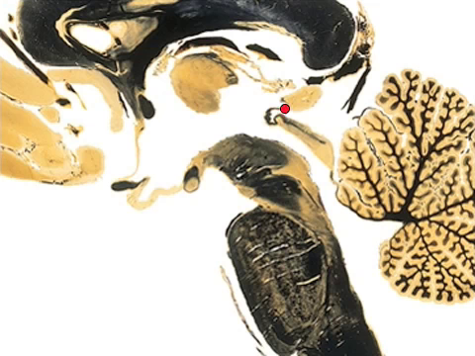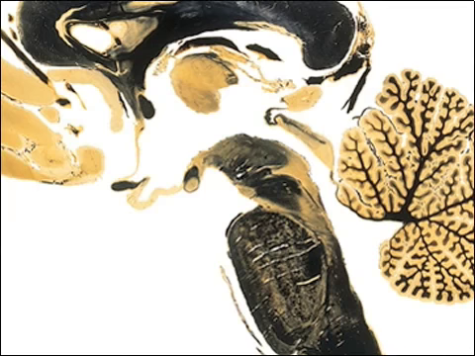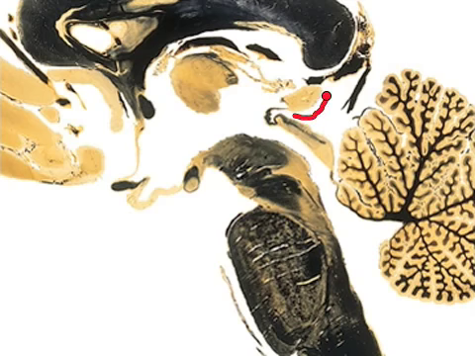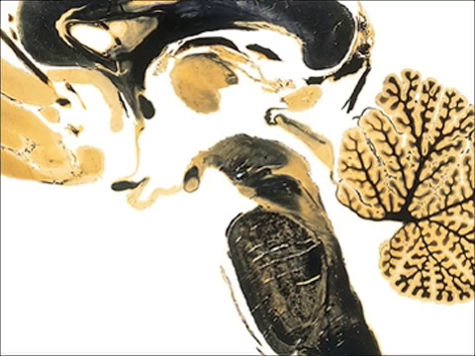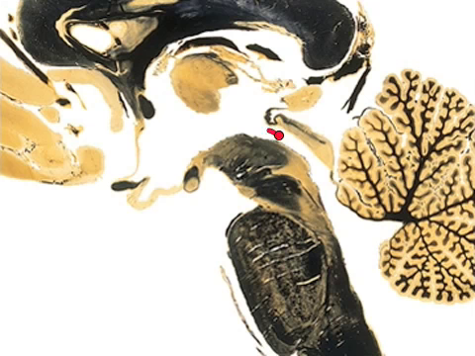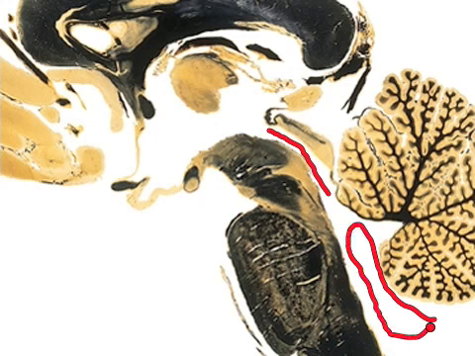Then we have the posterior commissure, a bundle of white fibers connecting the hemispheres. Just above the posterior commissure we have the pineal gland, which is this structure right here. Okay, now we have the cerebral aqueduct, which is this space right here, and the cerebral aqueduct connects the third ventricle with the fourth ventricle. This is the fourth ventricle right here, and this is the third ventricle.